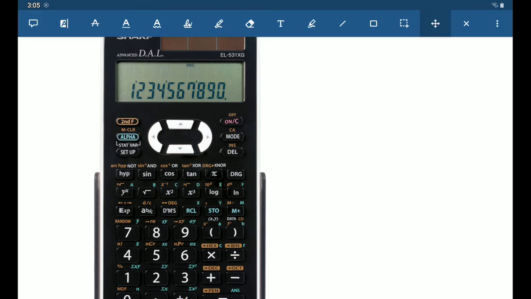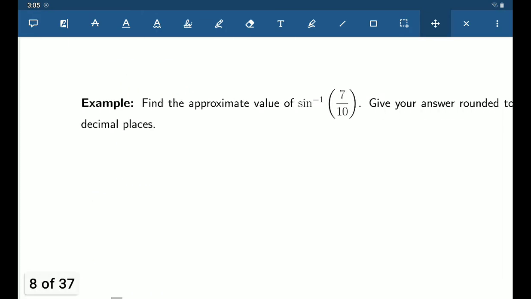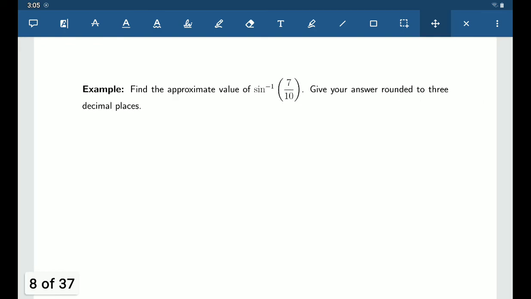So let's do an example. We are looking for the approximate value of sine inverse of 7/10. Since we want the approximate value, I know I'm fine to use my calculator. In fact, thinking about my special triangles, I know that 7/10 is not one of the values that I would ever get from one of my special triangles. I'll get halves and √3/2s and √2/2s for my sine function, but there's no way I would get a 7/10.